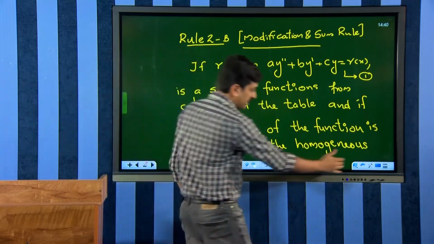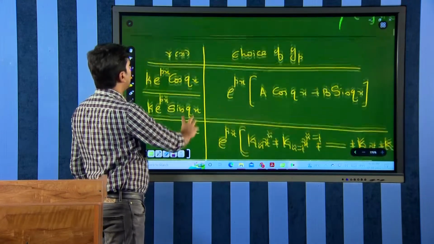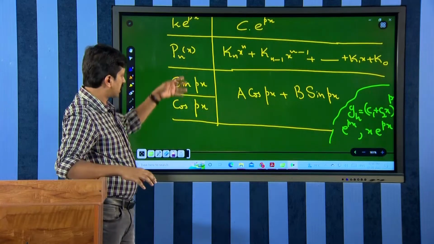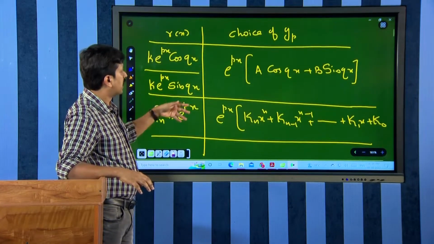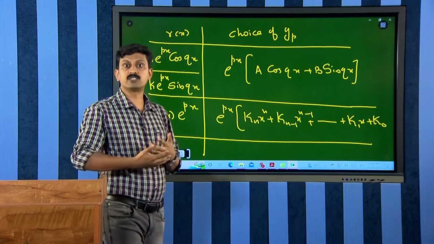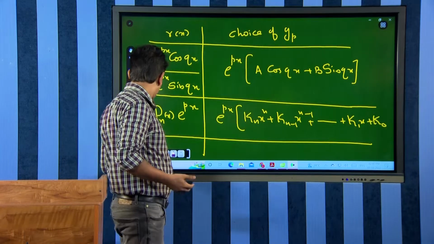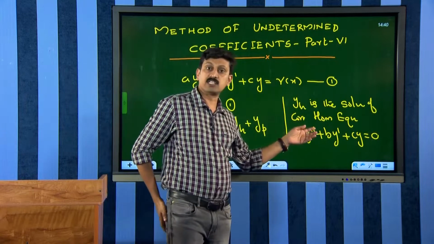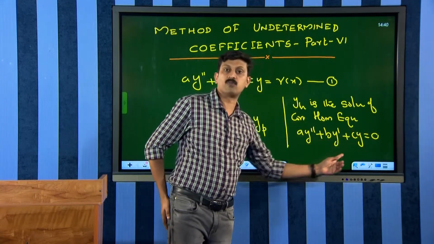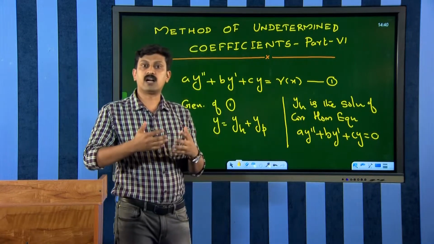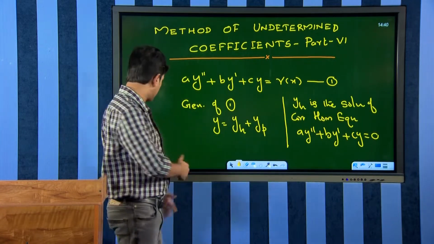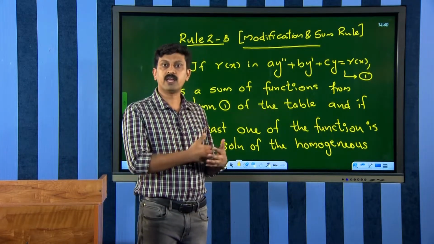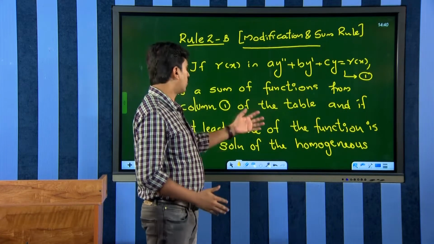Dear students, these are the choices for r of x. Any of these choices of yp may be a solution of the corresponding homogeneous part, that is the yh. We discussed that we can find yh, the complementary solution for the corresponding homogeneous part. So any of the functions in r of x from column 1 may be a solution of the homogeneous part.